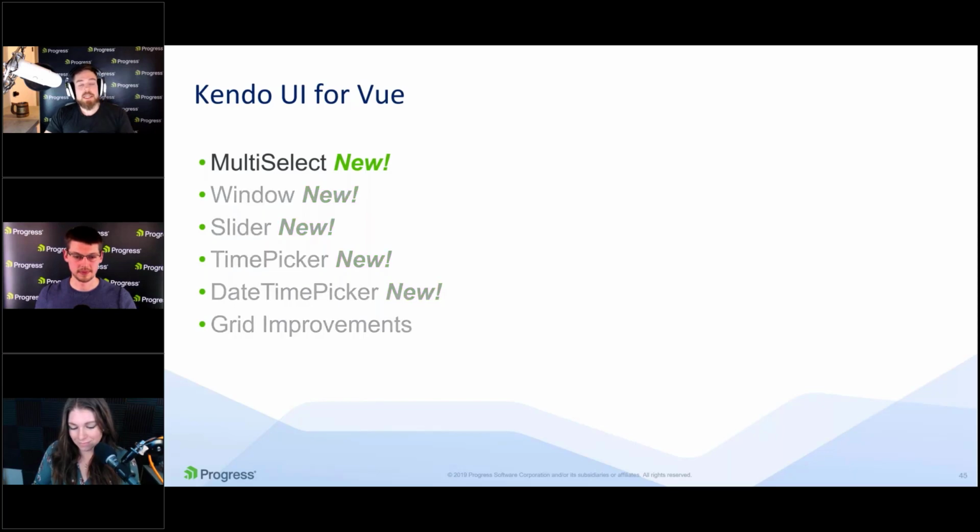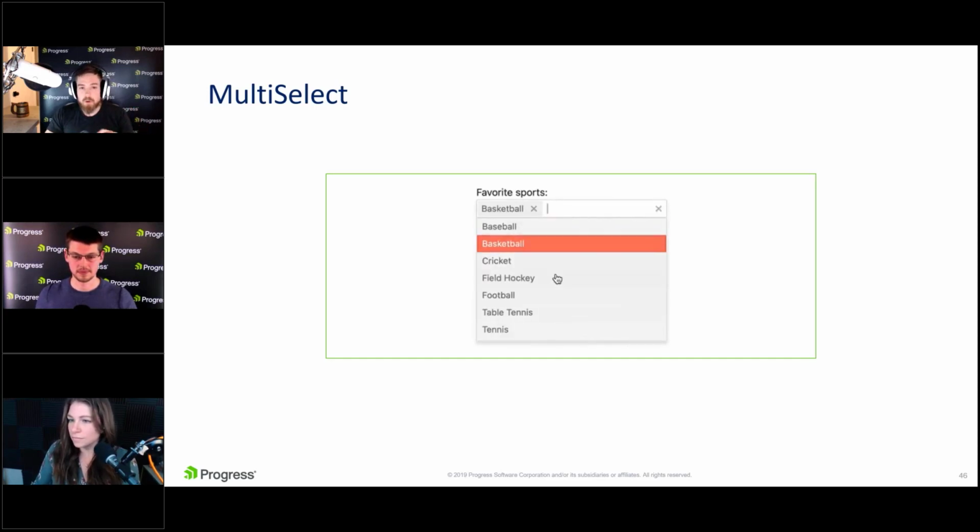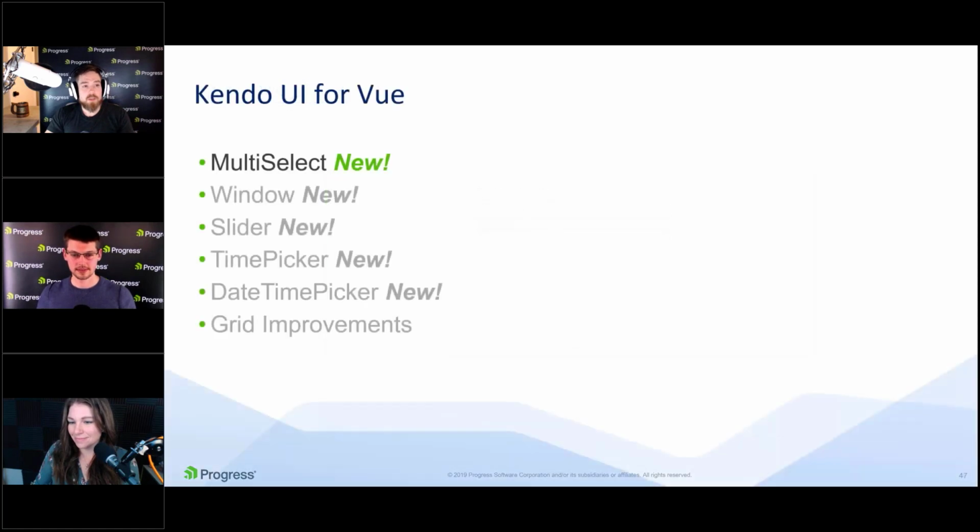So the multi-select, you can see here in the GIF, right? It's a drop-down that you can type into, or you can select items from, whichever way, but you can select multiple items. They can pop up as text or as a token, as we see here. You can easily remove by clicking on that X. So that helps us round out the drop-downs that we have available within the suite.